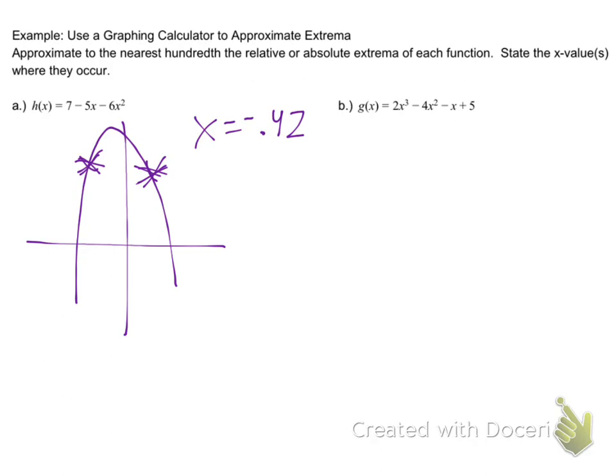The next question is g of x is 2x cubed minus 4x squared minus x plus 5. So again, I'm not going to do the full thing here, but if we put this on our graphing calculators, we would see that it's a general N-style shape, and we should recognize that we will have a local max and a local min. And so this is the local max, the local min.